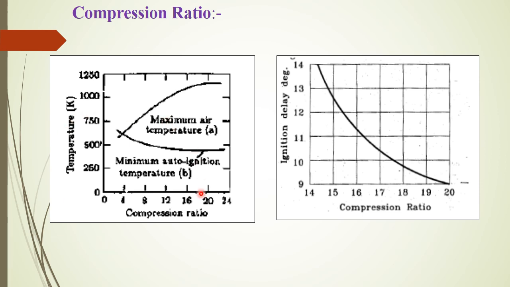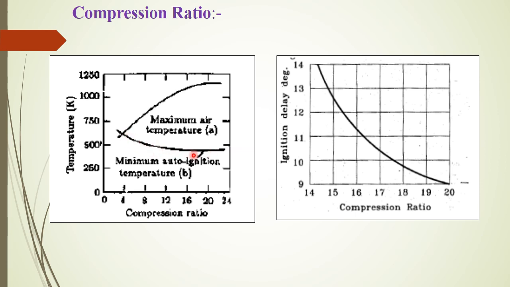So the figure shows the compression ratio. This graph shows temperature versus compression ratio, and ignition delay in degrees versus compression ratio. The compression temperature of the air increases with increasing compression ratio. If you see here, as compression ratio increases, the temperature also increases. It also results in a lower auto-ignition temperature.